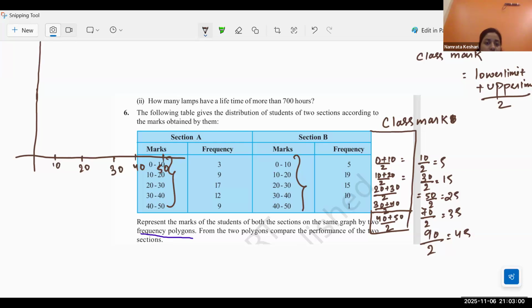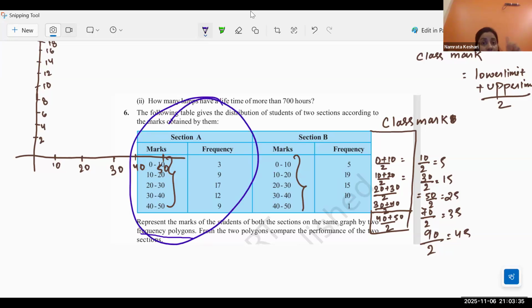3 is there, 9 is there, 17 is there, 12 is there, 9, and over there 5 to 19, 15. So I am thinking about taking the gap as maybe 2, maybe 3. I'm taking 2: 2, 4, 6, 8, 10, 12, 14, 16, 18. Is it making sense to all of you? Yes, ma'am. Okay, now I'll be plotting this data. These are two different data sets given in one go.